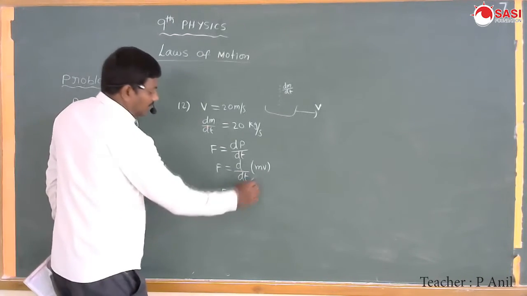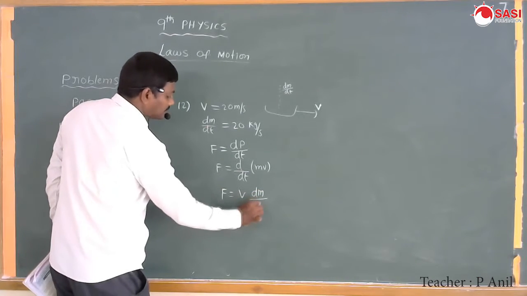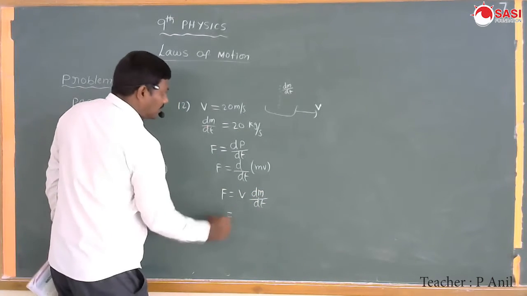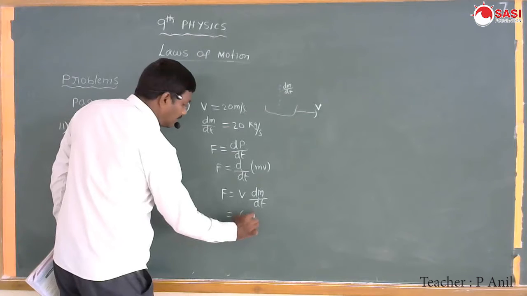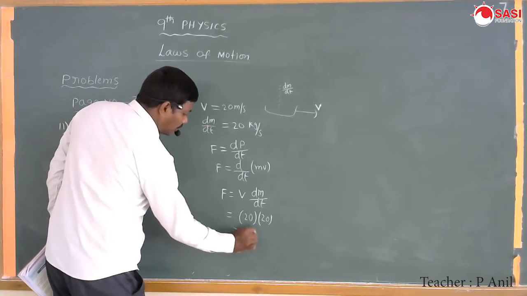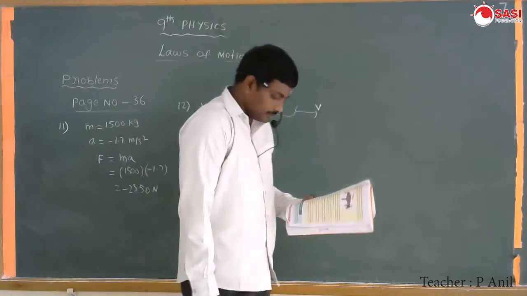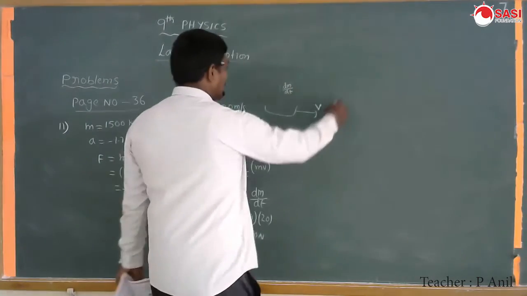Take v outside, so F is v into dm by dt. What is the v value? 20. What is the dm by dt value? 20. 20 into 20, how much? 400 newtons. Next, see the 13th problem.